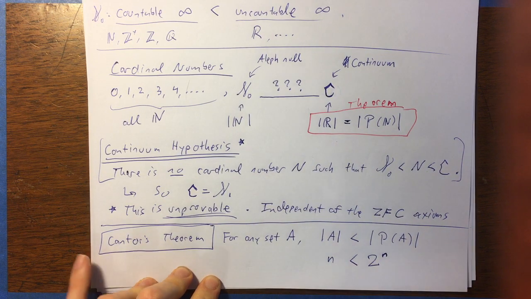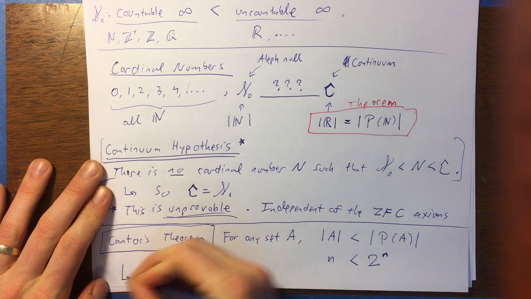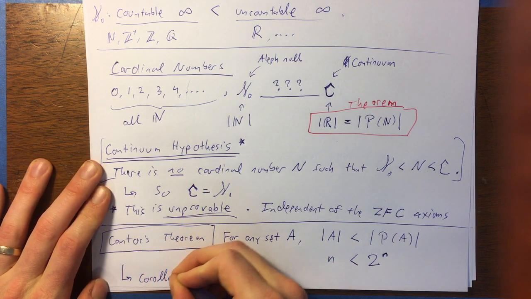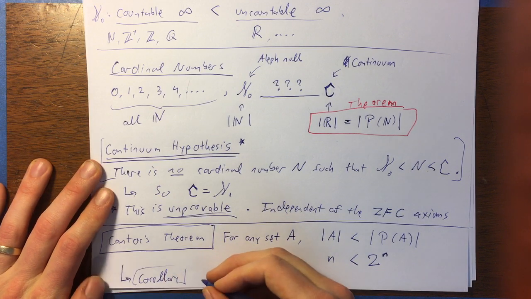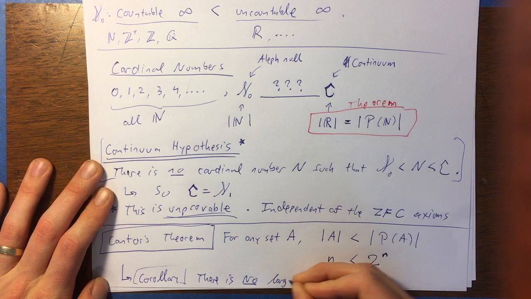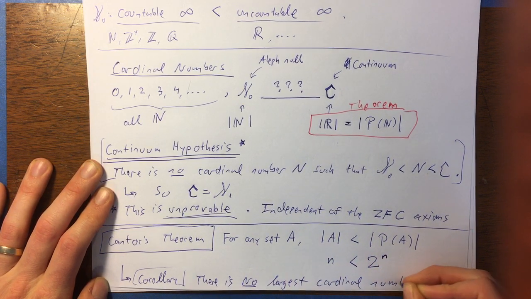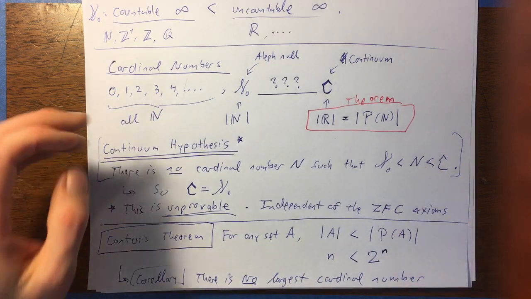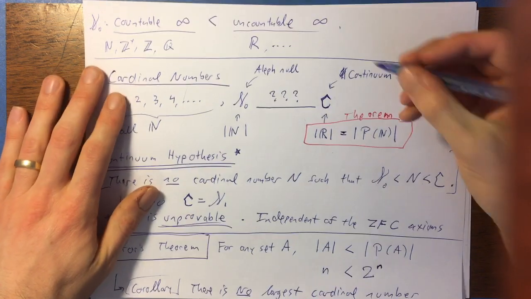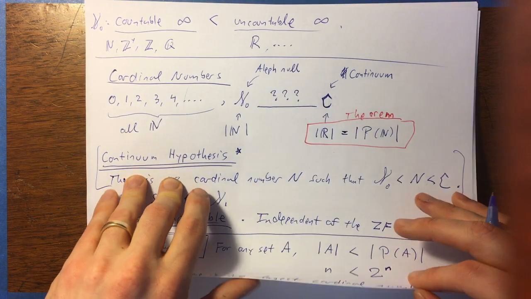You could say n is less than 2 to the n, and that's always true for every cardinal number. But this has a very interesting implication. There's a corollary to this, which says that there is no largest cardinal number. You can continue making larger and larger sets. And how can you do that? By taking power sets. I've run out of space on this paper, so I'm going to flip it over and write back here.